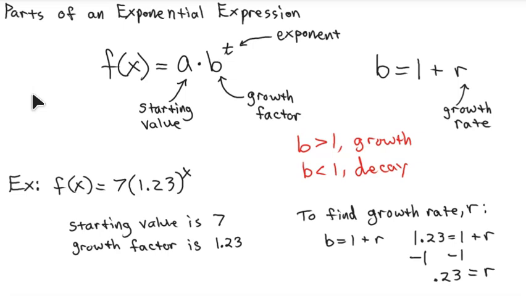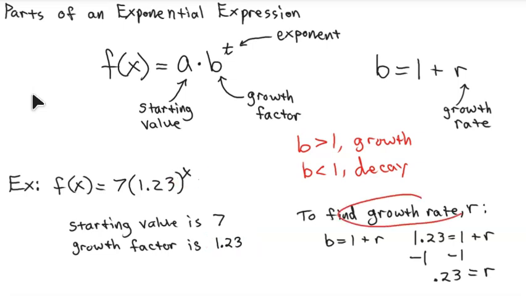Okay, so here, for this function, what is the starting value? Well, in the position of a, we have a 7, so the starting value is 7. What's the growth factor? Well, in the position of b, we have the number 1.23, and the exponent is x.